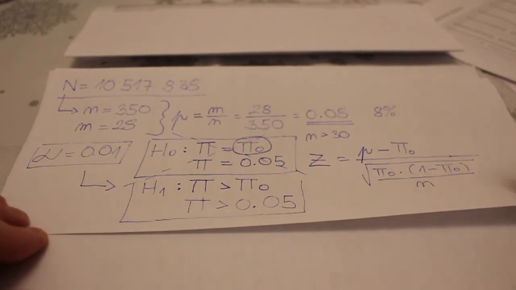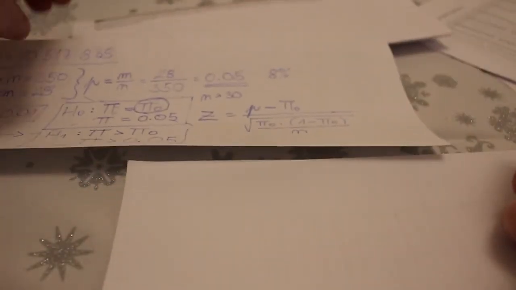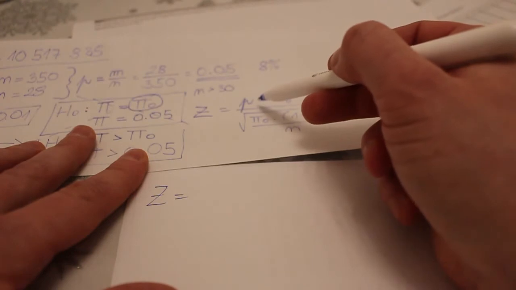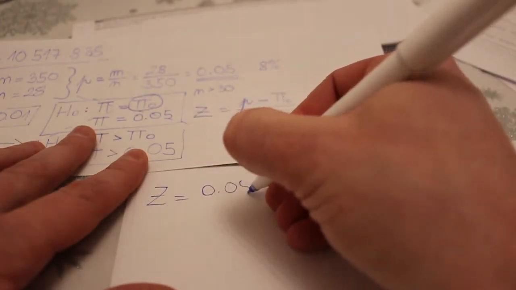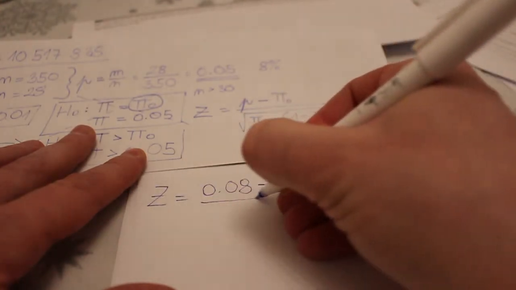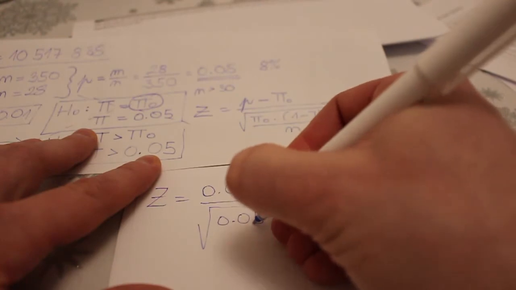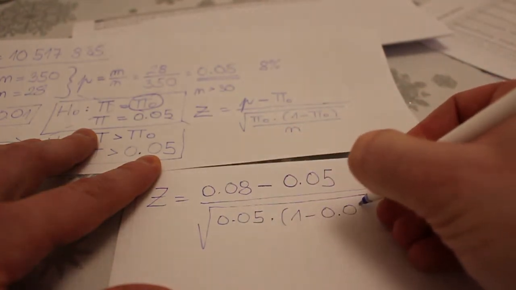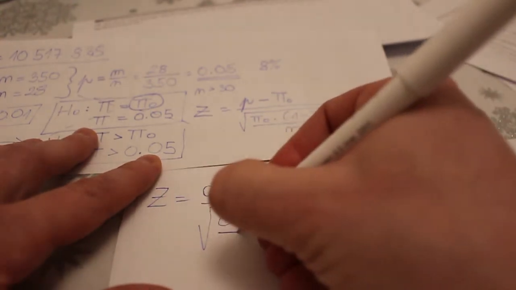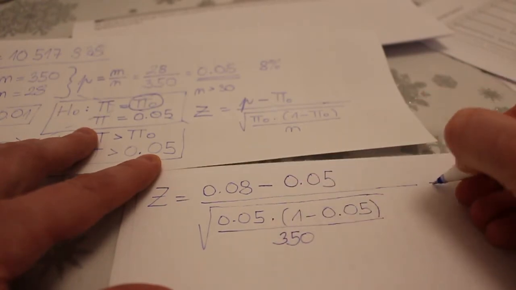Okay, we know practically everything, so we can calculate the value of statistic Z. Z is equal to the numerator, your calculated proportion of voters, 8%, 0.08, minus the value from the zero hypothesis, 0.05, divided by the square root of P0, 0.05 times 1 minus 0.05, close the parenthesis, and this is divided by n, the number of respondents, 350 respondents.